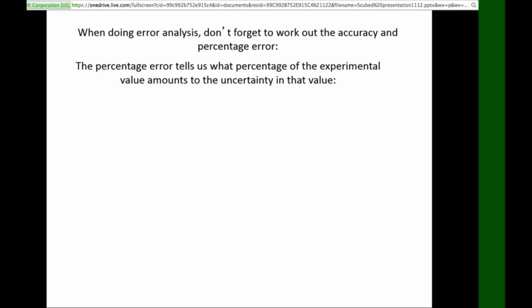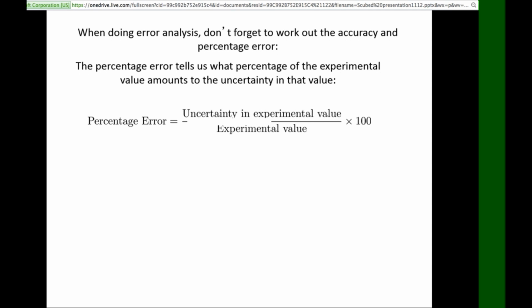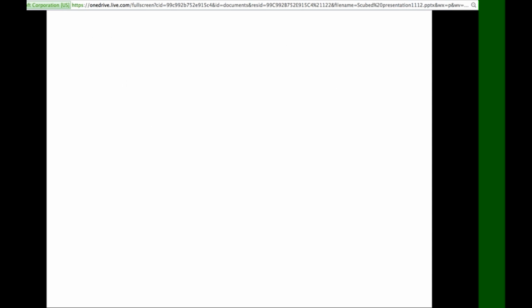Now, the percentage error tells us what percentage of the experimental value amounts to the uncertainty. It gives us our uncertainty as a percentage of the value, not the quoted value in the literature, but the value we have found. So we get the error as a percentage of the value we found in our experiment. And this is the formula we use.